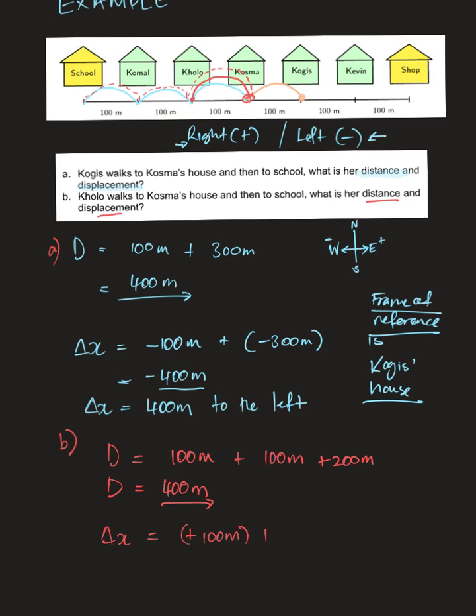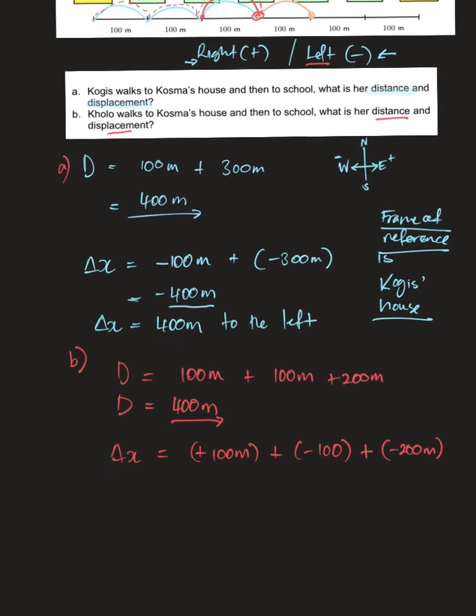Right, plus she then walked back. So her first movement was positive because she moved to the right. Then she went back past her house, so that would have been plus negative 100. Then she walked a further 200 meters backwards to school, to the left. So plus minus 200 meters. So that's what it's looking like now.